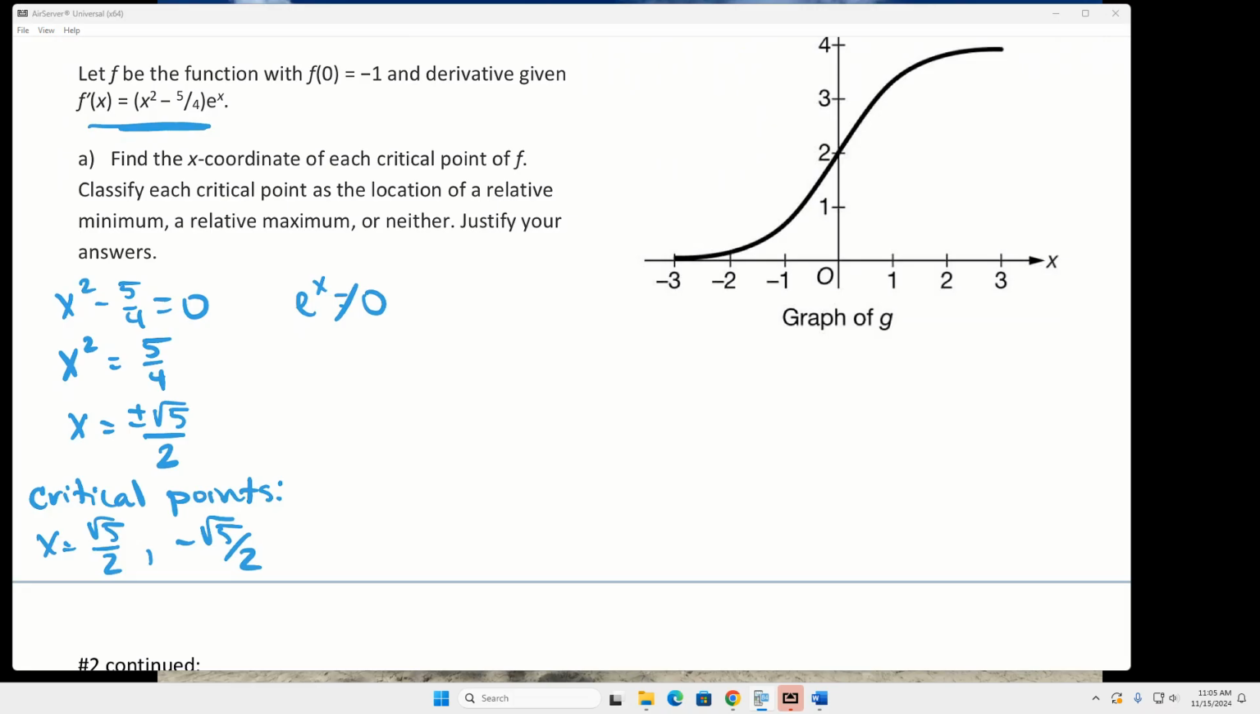That's just the first part. We have more things. So we want to classify these as relative min or max. So this is where we're going to do the number line.